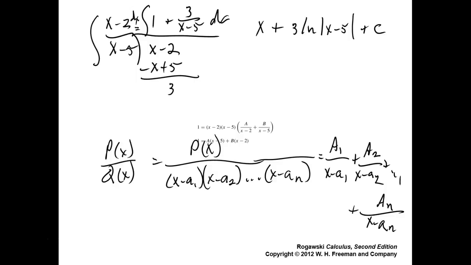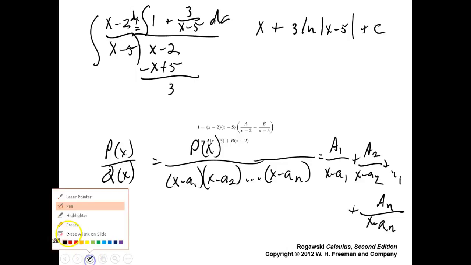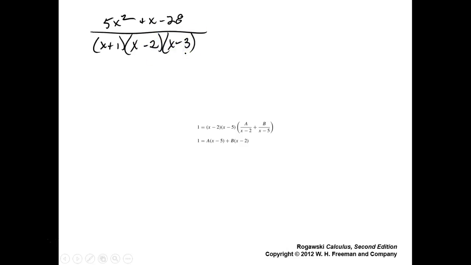Now, but you have to figure out what the A1, A2, A3, up to An is. Okay? So let's actually do one. I'm going to erase all this. Okay? And let's do one they give us here. 5x squared plus x minus 28 over, now look at them, weren't they nice to you? They've already factored that denominator, x plus 1 times x minus 2 times x minus 3. Wow, that was good of them to do.